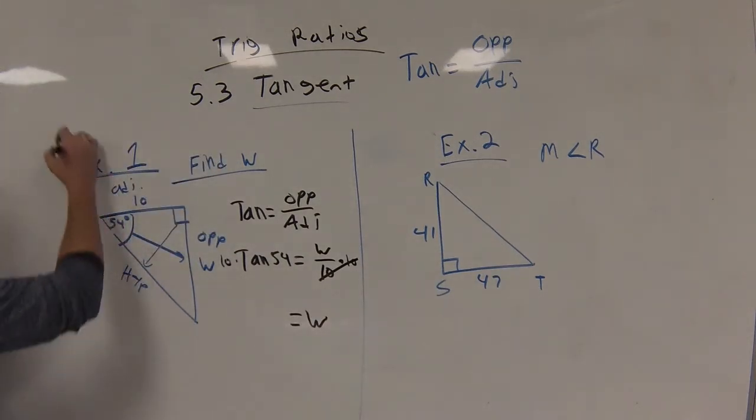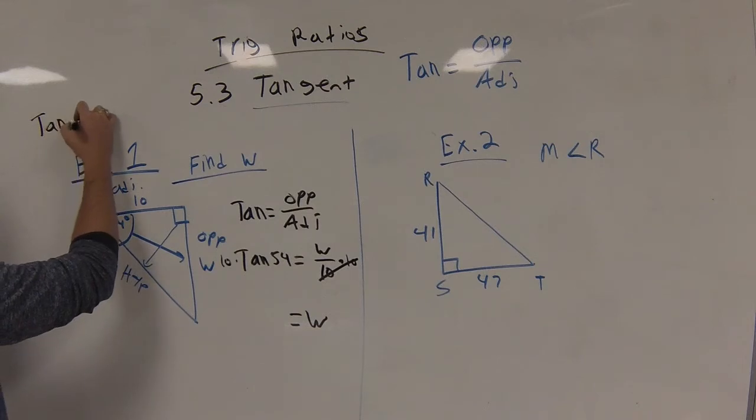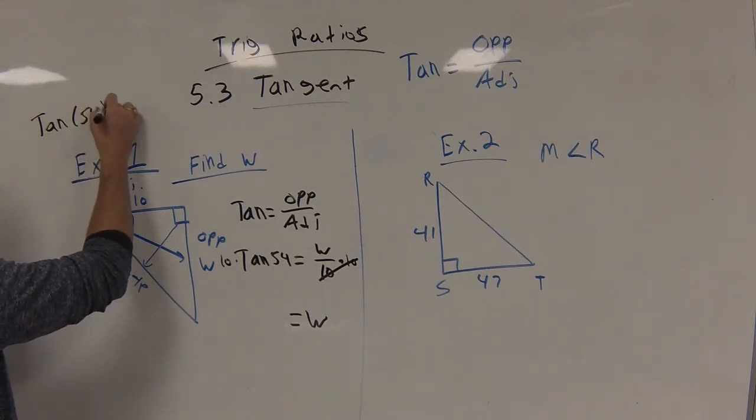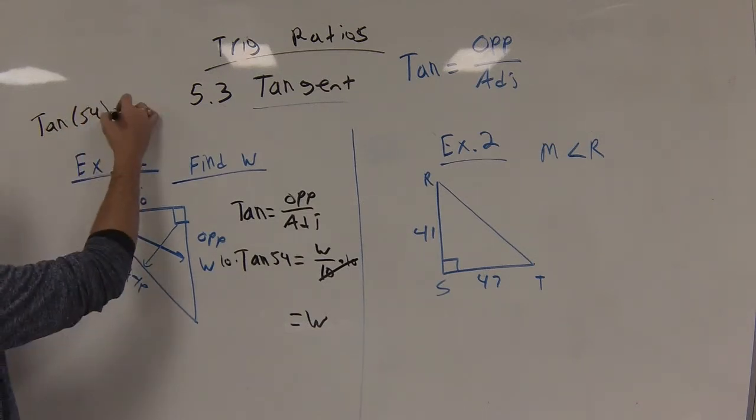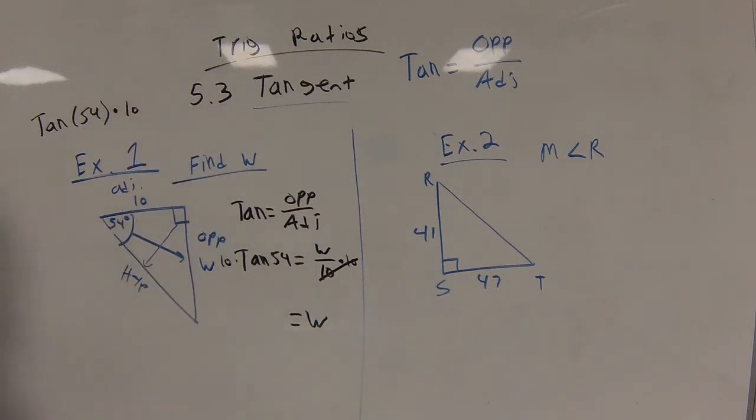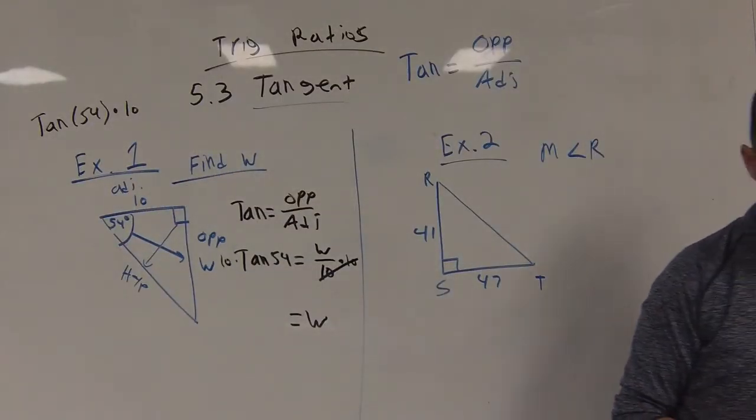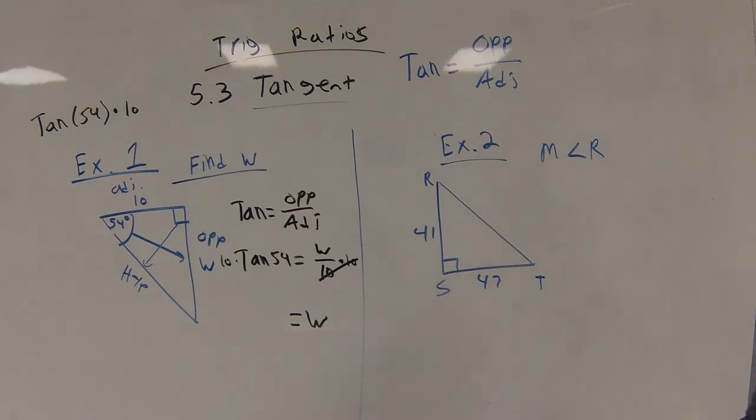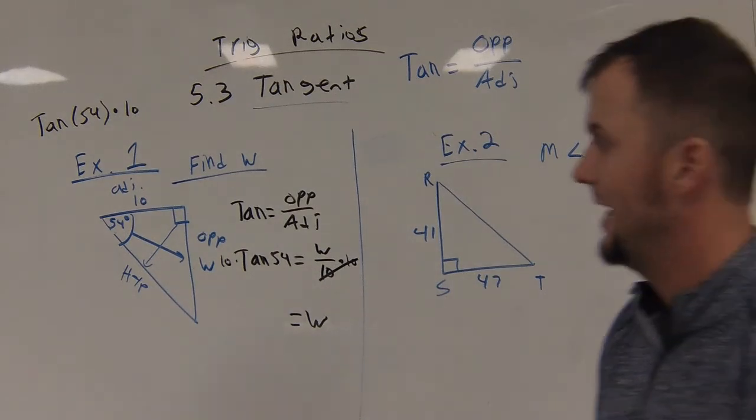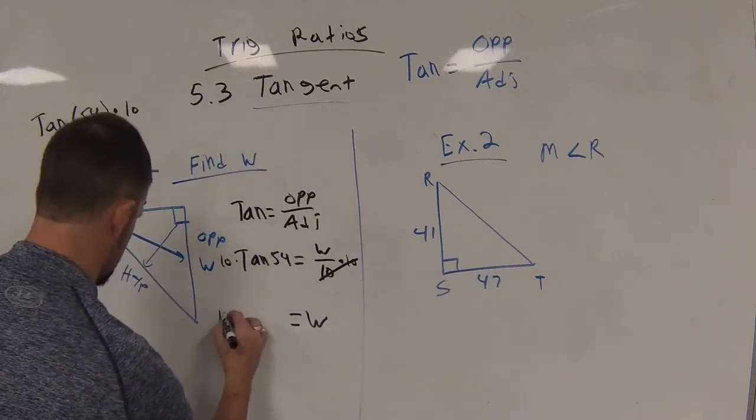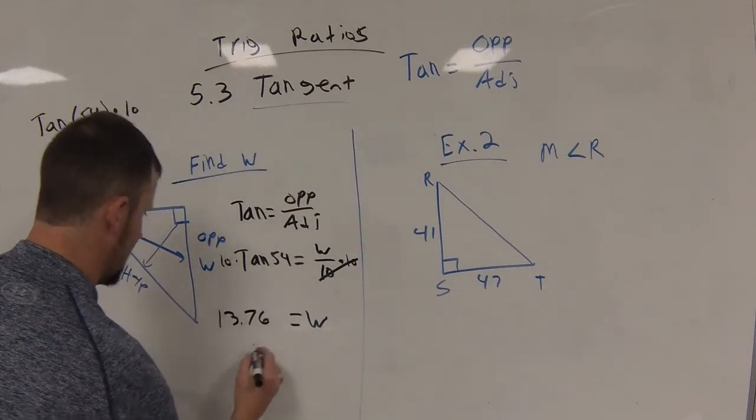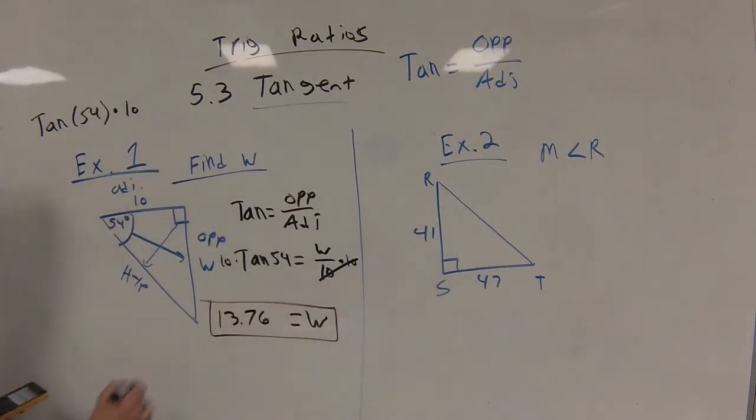And then in your calculator, this is what you're going to type in. The tangent, and then in parentheses, it'll ask you to put in 54. And then you're just going to multiply that by 10. So if I take my calculator and I do trig ratio, I go to tangent, I type in 54, and then I multiply that by 10. That is going to give me 13.76. So ladies and gentlemen, that would be the measurement of side W, not angle, by using the tangent ratio.